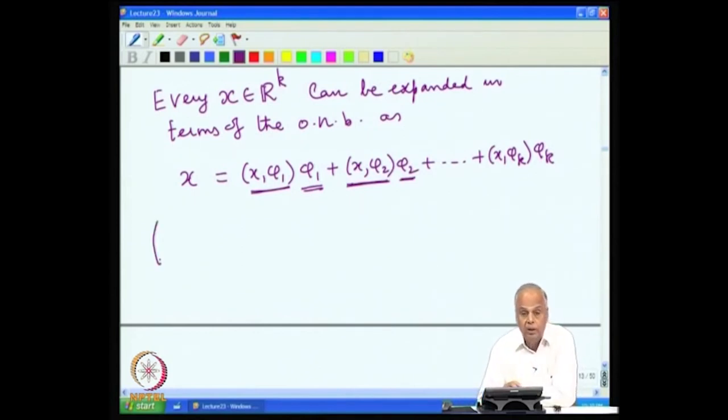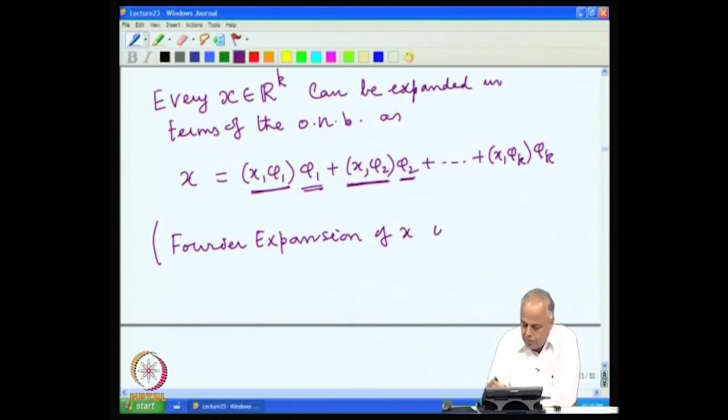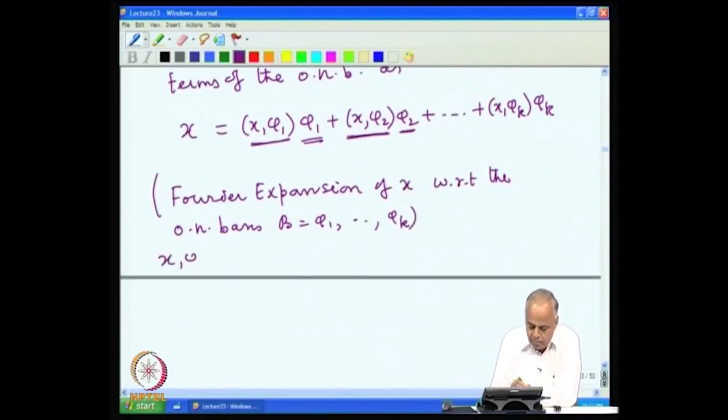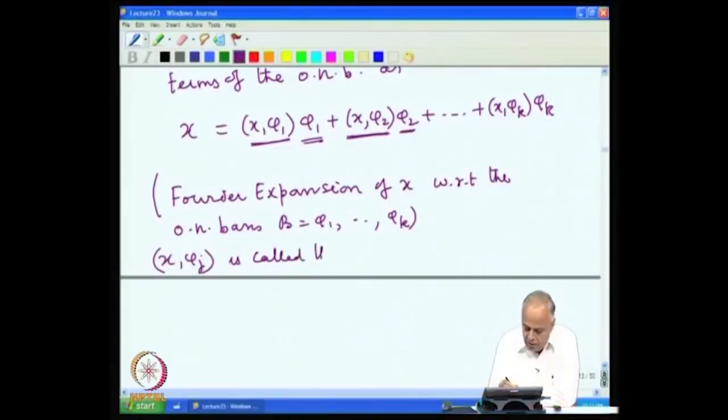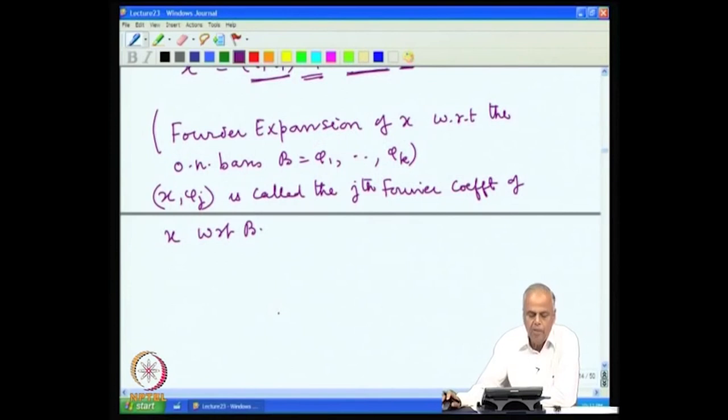In general, in the situation when we deal with abstract vector spaces and abstract inner products, we generalize the dot product. Such expansions are referred to as the Fourier expansion, the generalized Fourier expansion of x with respect to the orthonormal basis B. The inner product of x with phi j is the coefficient, the coordinate or the component of x with respect to this ordered basis B, and is called the jth Fourier coefficient of x with respect to this ordered basis B. We have an order here, phi 1, phi 2, phi k. So, we treat this as an ordered orthonormal basis.